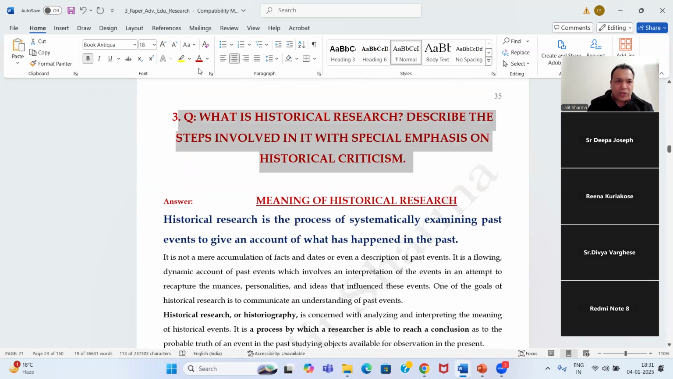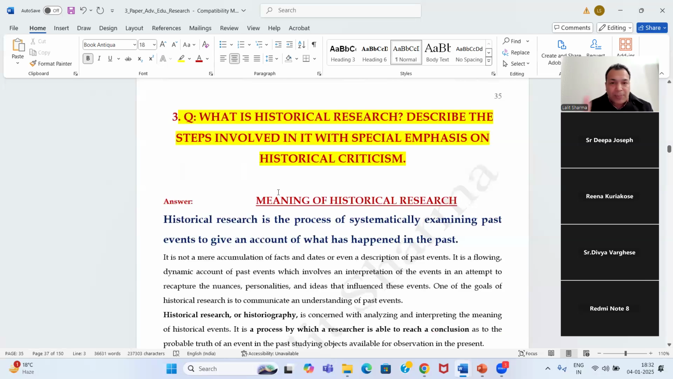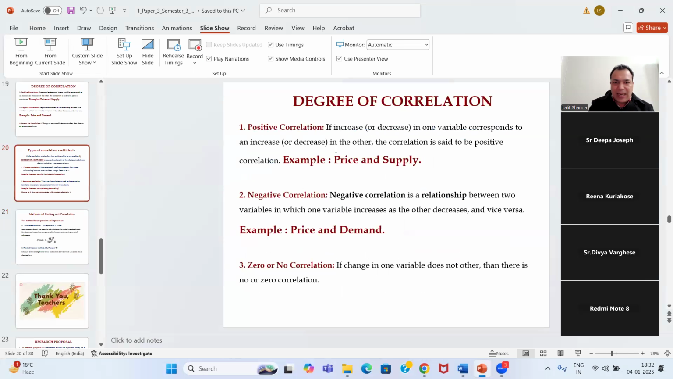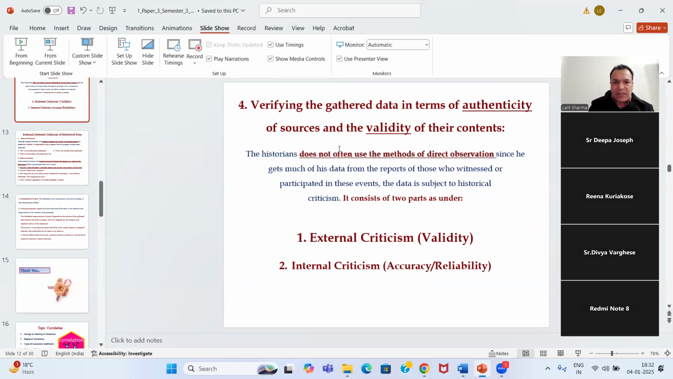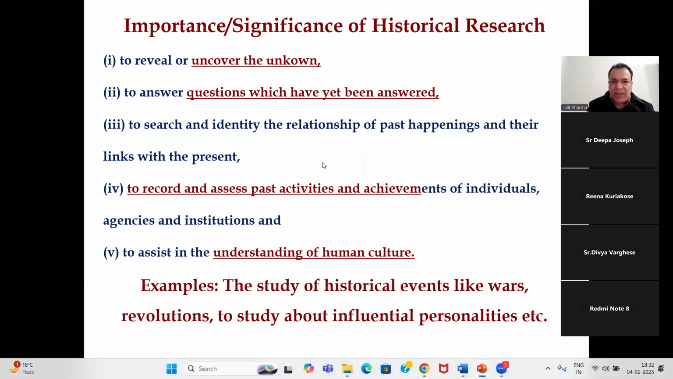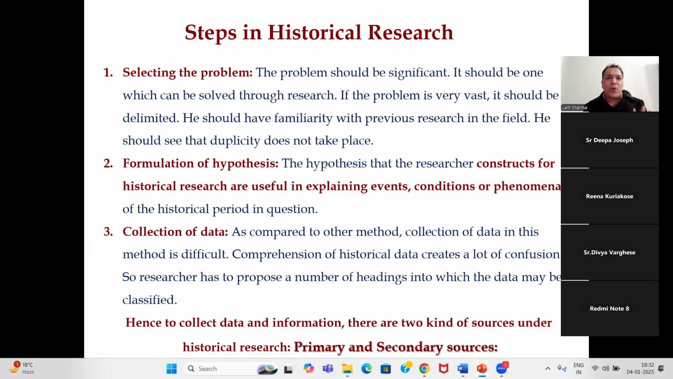What is historical research? Describe the steps. I have informed you now. The steps of historical research are important. Criticism is important. And with the help of a PPT, look, in the last PPT we discussed historical research, right? Importance and significance of historical research. Steps are important, right? First step is selecting the problem. Second, formulation of hypothesis. Third, collection of data.